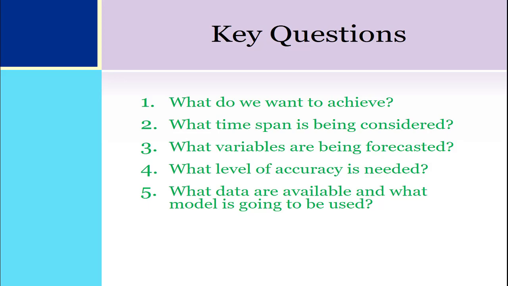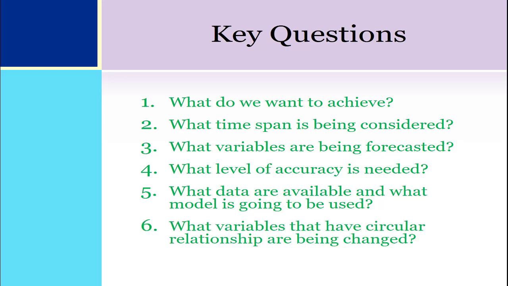The next and final question is which variable that has a circular relationship is being changed. In this example, we are assuming that short-term borrowing is being changed in order to make the balance sheet balance, so that it will also impact the income statement and the cash flow statement.